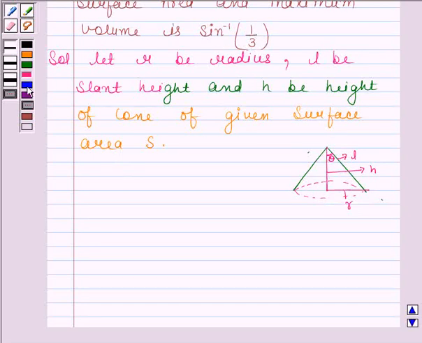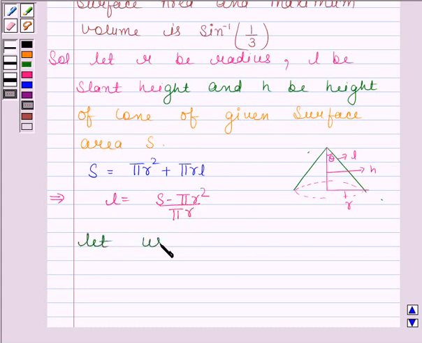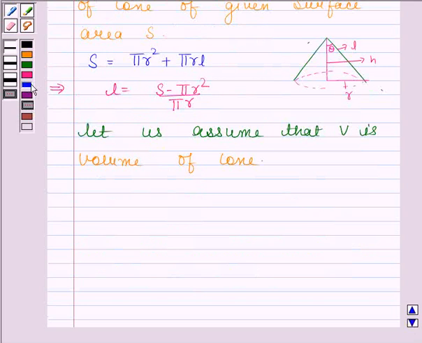Now we know that total surface area of a cone, that is S, is equal to pi r square plus pi r l. Now this implies L is equal to S minus pi r square upon pi r. Now let us assume that V is volume of cone. Therefore V is equal to 1 by 3 pi r square h. On squaring both sides we get V square equals to 1 by 9 pi square r to the power 4 h square.